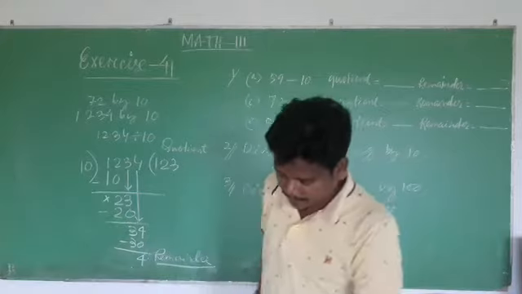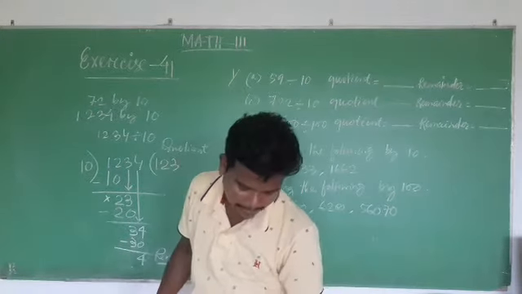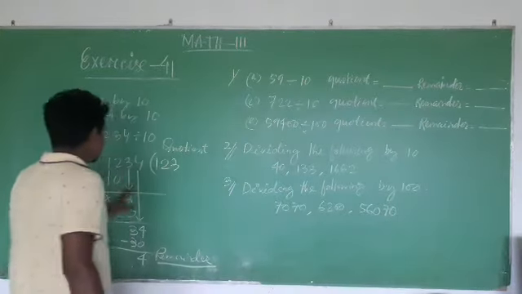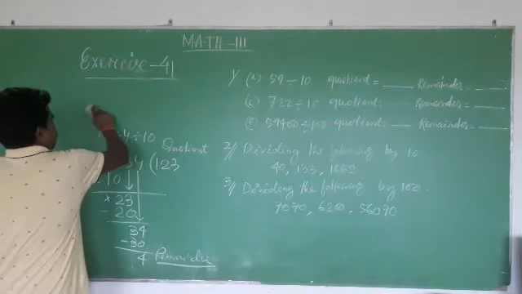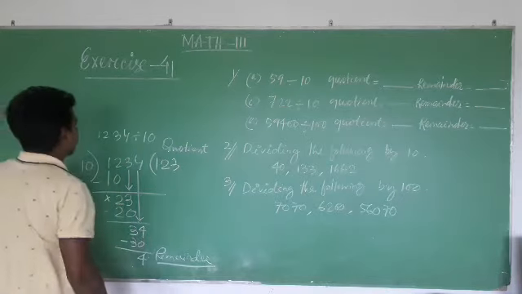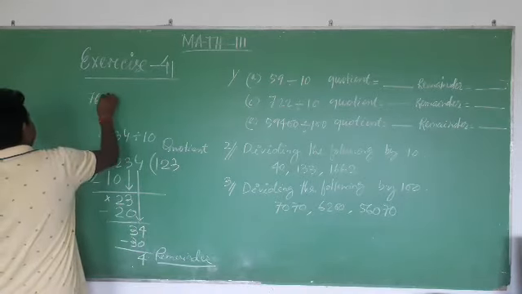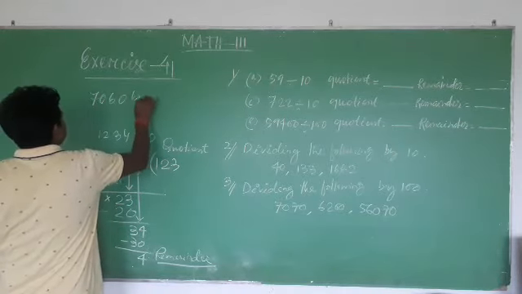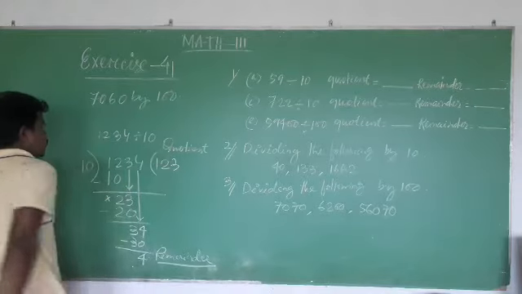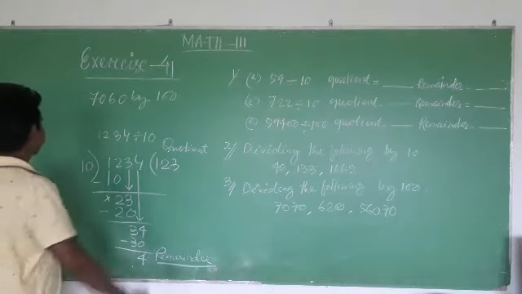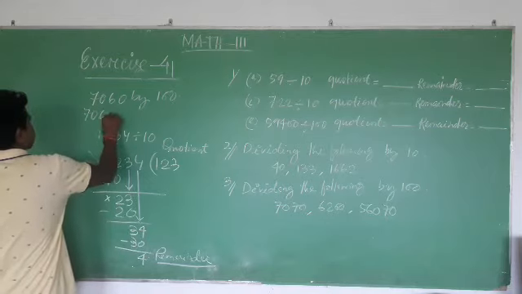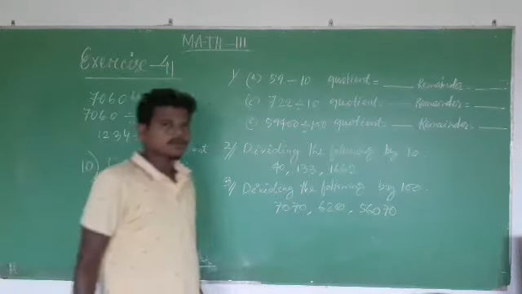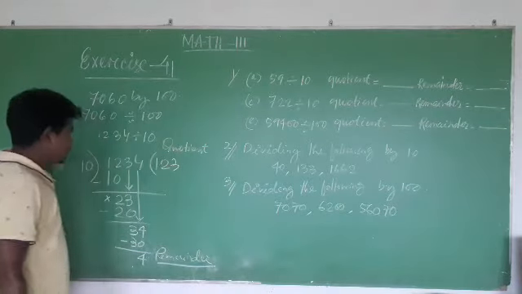We can also do the division by 100. Suppose we have a number, shall I erase it? Here, divide 7060 by 100. How will we do this? This is 7060 divided by 100. Yes or no? Yes. So do the same here also.